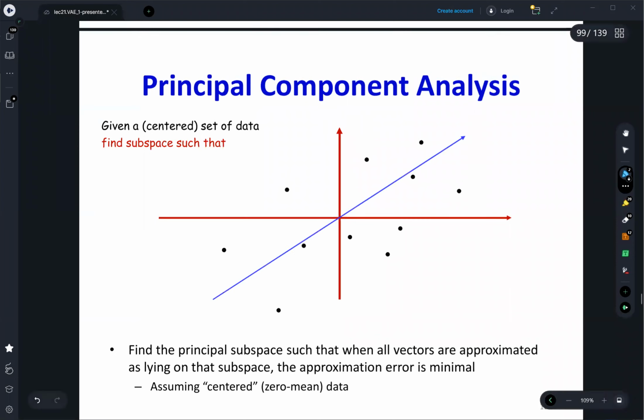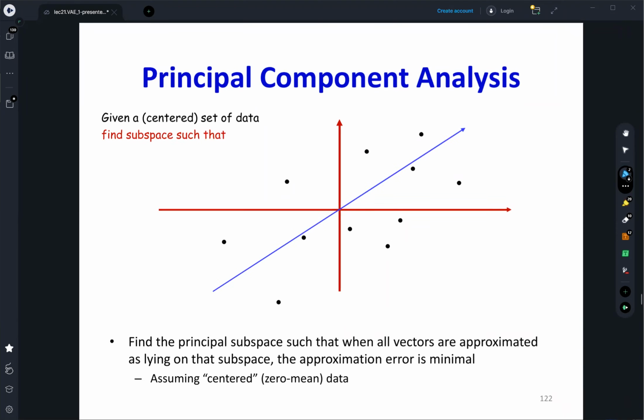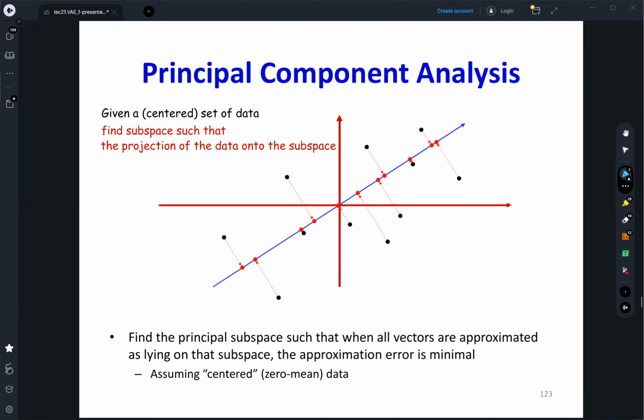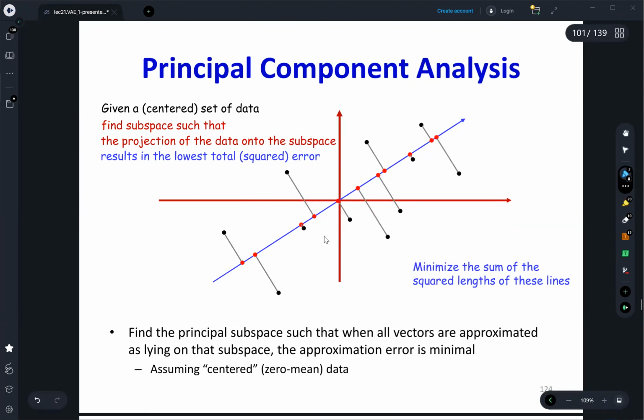So if all of these points represent your data, and you want to find a first principal component, you're trying to find a line of this kind. I'm assuming the data is zero mean. You're trying to find a line of this kind such that when I project all of the data onto this line, which is to say I drop them perpendicularly onto this line, then the total error, which is shown by the total squared length of all of these green lines over here, is minimized.